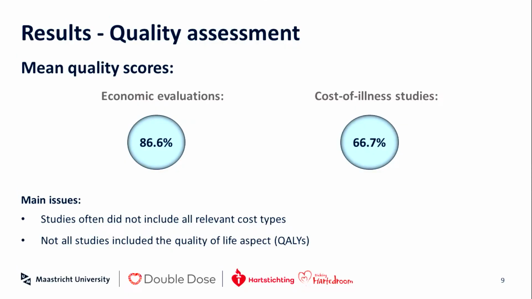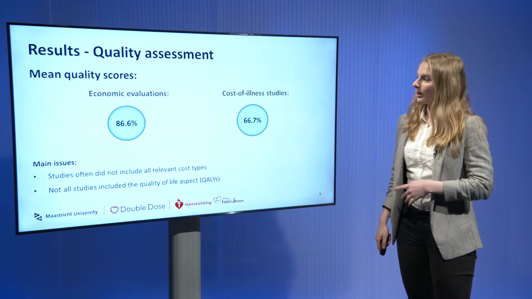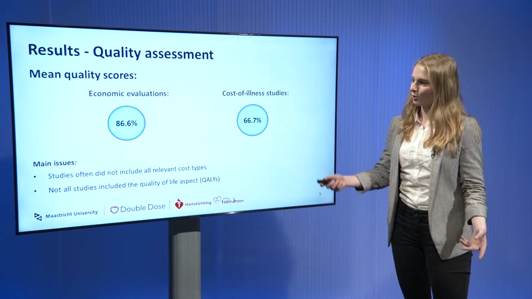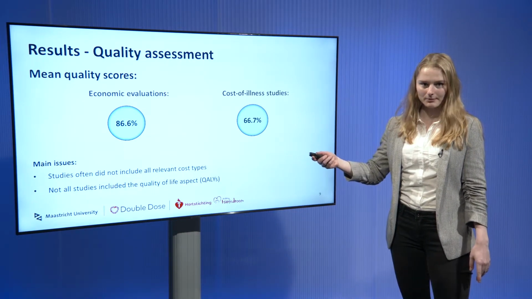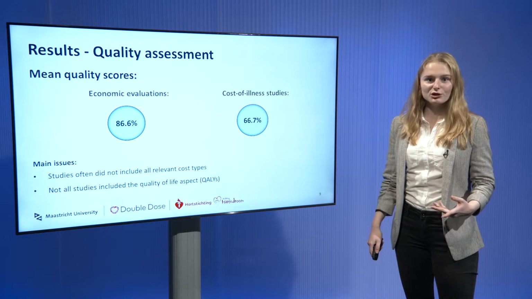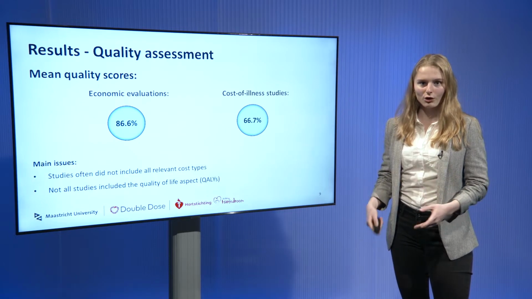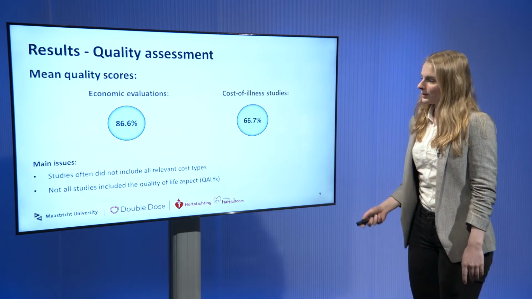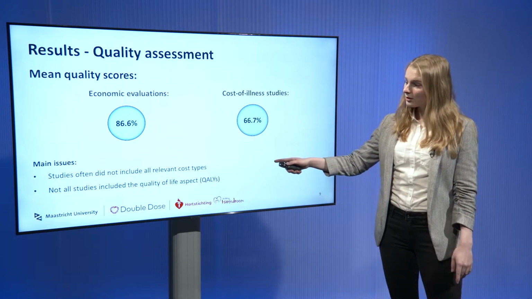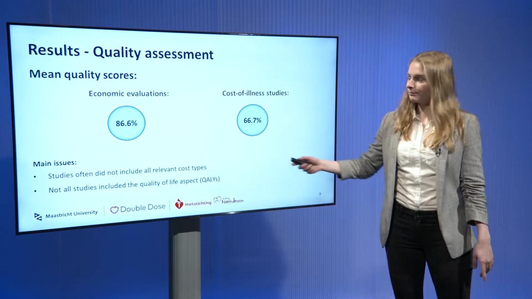The quality assessment: after going through the checklist, we assessed each eligible study according to different measures, and we saw that the economic evaluations which we identified all had a very good quality. So overall the score is very high, with 86.6%. However, the cost of illness studies were lacking in the methodology they used. And the main issues why the studies were reduced in their quality were that the studies often did not include all relevant costs, and also not all studies included quality of life aspects.